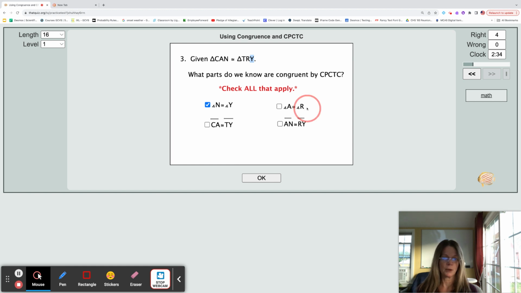Now let's check out this one, angle A and angle R. Well, A is the middle letter, R is the middle letter. That works. Now let's look at the sides. What about side CA? It's the first 2 letters in this triangle's name. What about side TY? That's the first and the third letter, so we're not going to select that one. Let's look at AN, the last 2 letters, and RY, the last 2 letters. These sides are definitely going to be congruent.